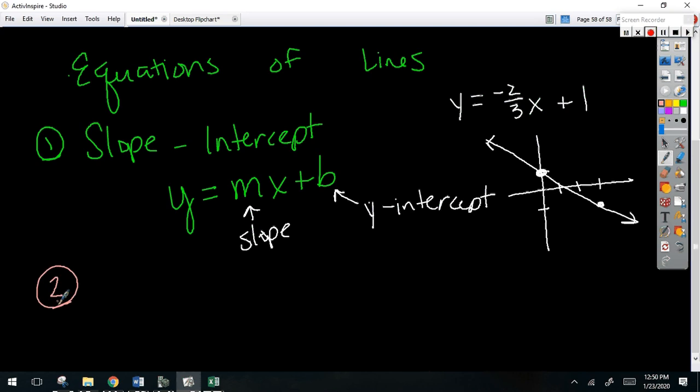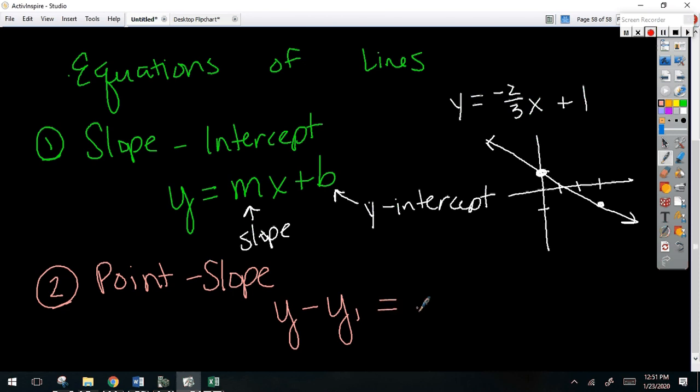The second kind is what we call, this is my favorite, point slope. It looks the worst, but it's the easiest. If you are writing an equation, it's the easiest to use. Okay? It is exactly what it sounds like. It gives you a point and a slope.